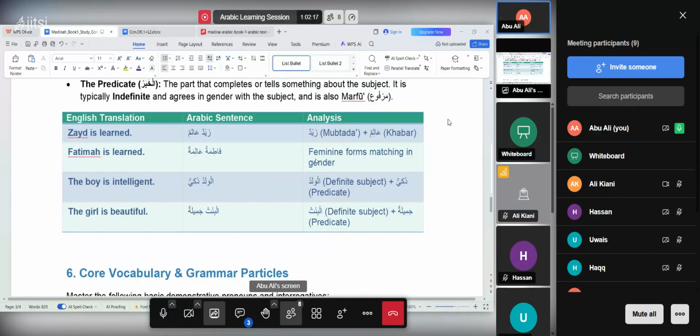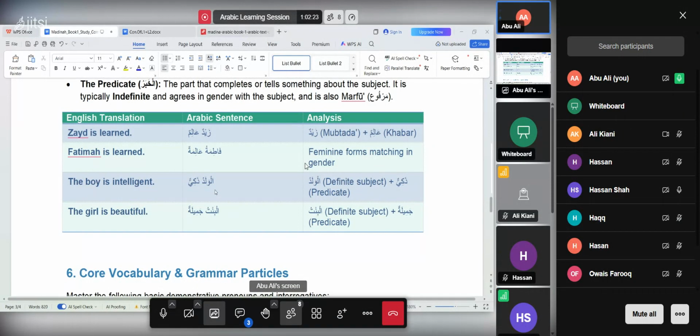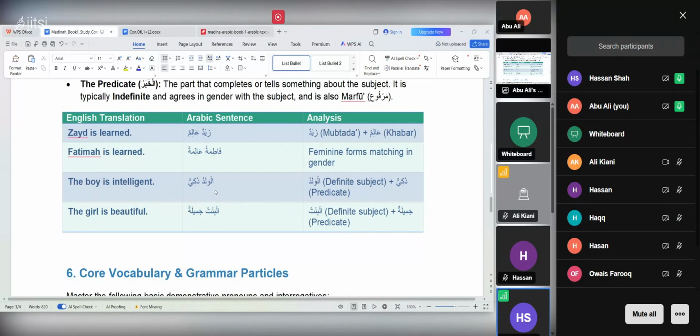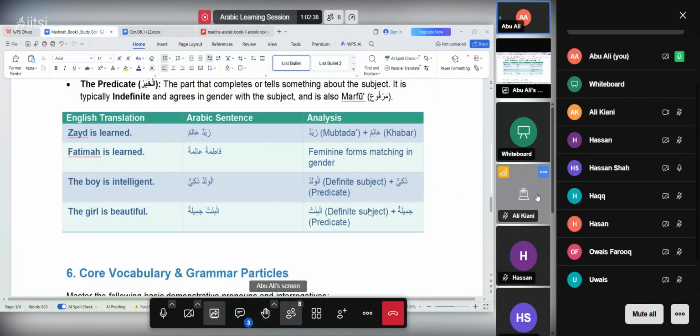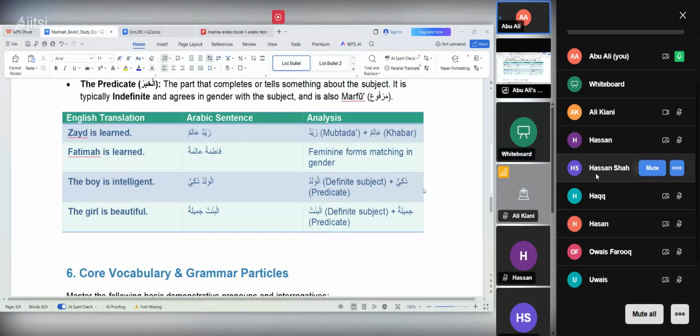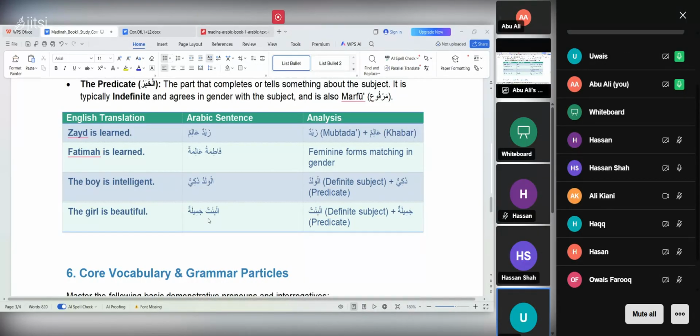Mr. Purple Hassan. Yeah, Shah? Yes, brother, third sentence, read it. الولد ذكي. Okay. Mr. Who else? We asked Abu Falah, we asked Purple Hassan, Hassan Shah. Oh, no, always Farouk. Mr. Uwais Farooq, would it be البنت جميلة? Ahsant, brother. Very nice.